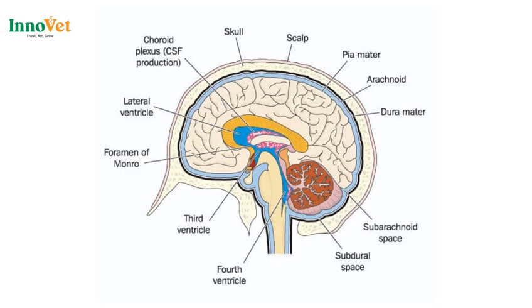So in this slide, we are simply appreciating the location of the choroid plexus. It is found within the ventricles and its major role is to produce CSF.